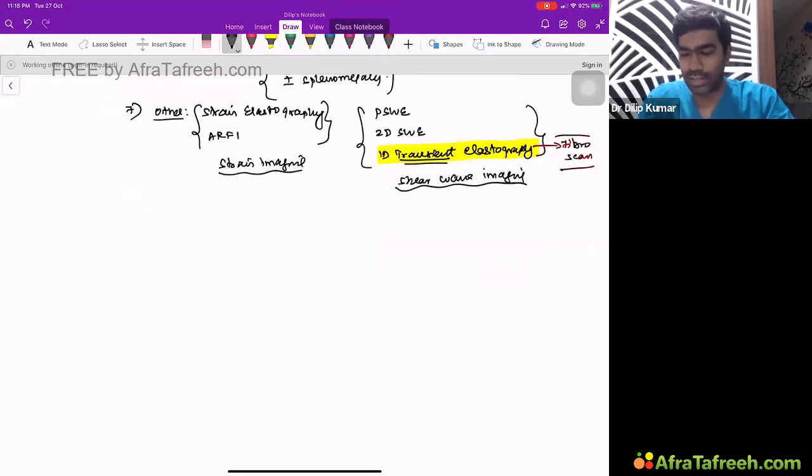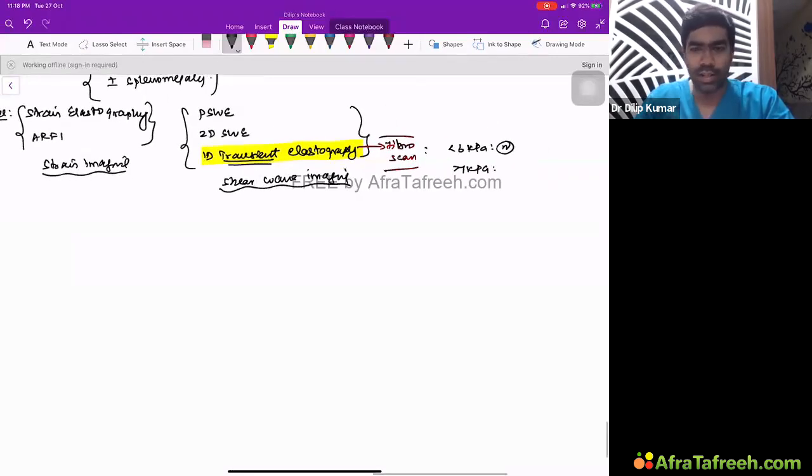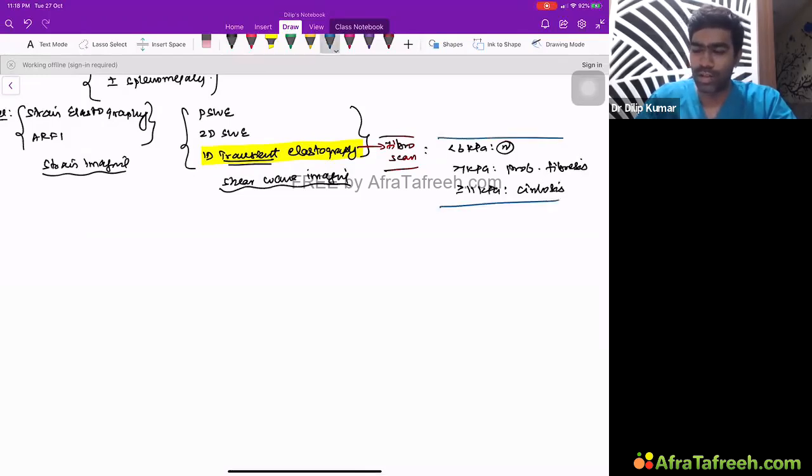As per transient elastography or FibroScan, if the liver stiffness is less than 6 kilopascal, it is supposed to be normal. If it is more than 7 kilopascal, it tells you a probable fibrosis. If it is more than or equal to 11 kilopascal, it tells you the patient has cirrhosis. And these FibroScan values are more applicable for patients suffering from viral hepatitis compared to other causes. It's more reliable in viral hepatitis.